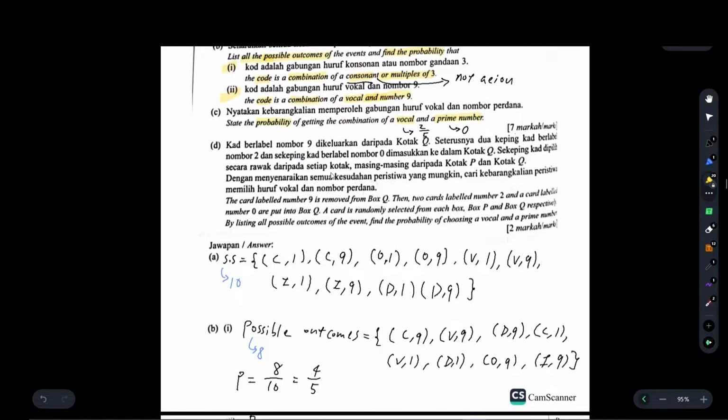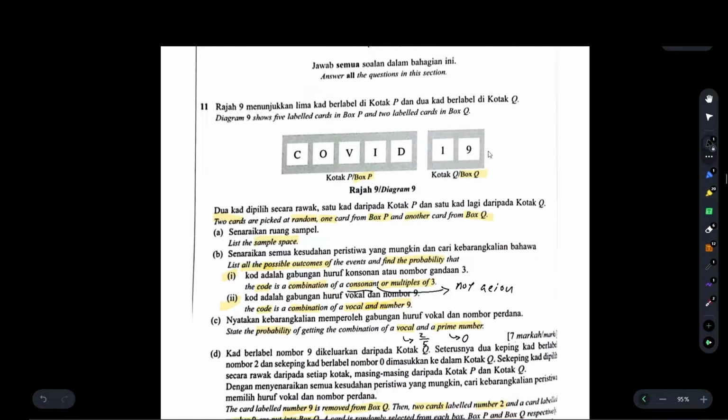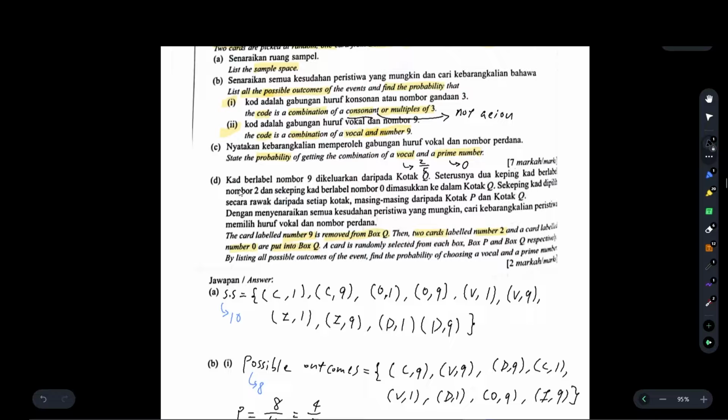Okay, so right now we're going to look at question D. It says that the card labelled number 9 is removed from box Q. Then 2 cards labelled number 2 and a card labelled number 0 are put into box Q. So what that means is that the number 9 is removed from box Q, and then 2 number cards, which are number 2 and number 0, are put into box Q. So the new box Q looks like this: 0, 1, and 2. There's the new box Q right there.